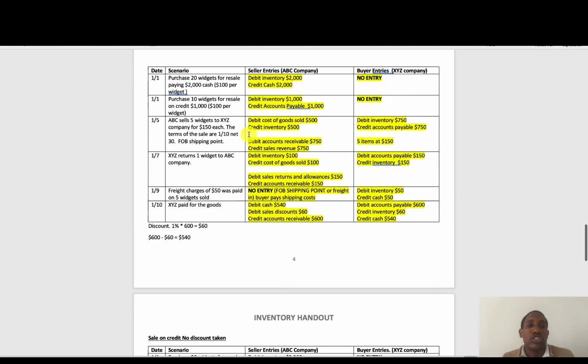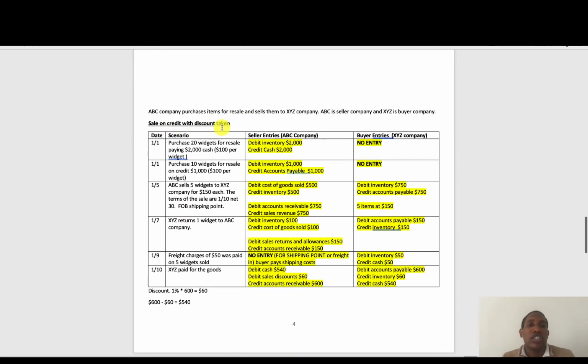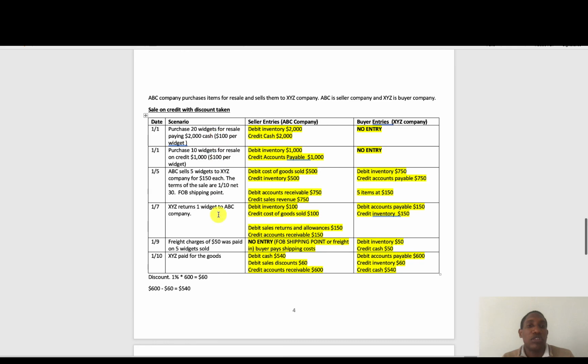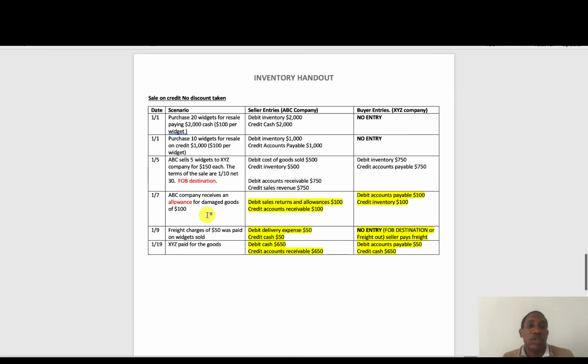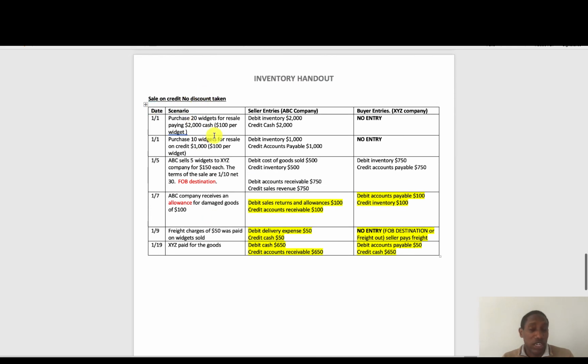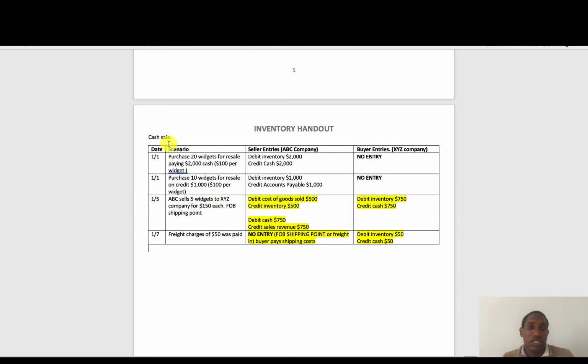So we went through three scenarios, right? We had sale on credit with discount taken. So we did that. We went through that. That's a whole bunch of videos there. Then we went to sale on credit with no discount taken. Okay. And this was a cash sale. So it's no sale on credit. You sold the items and you got paid cash right away.